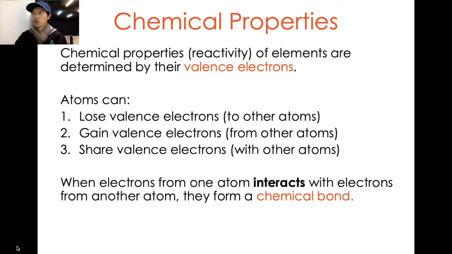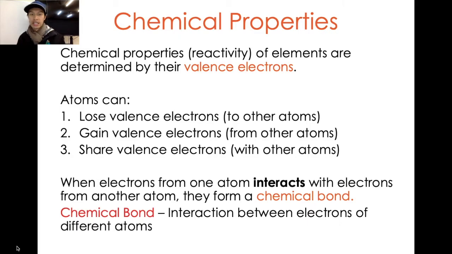Okay, and so when the electrons from one atom interact with the electrons from another atom, they form what we call a chemical bond, right? And so that's the definition of a chemical bond. A chemical bond is an interaction between electrons of different atoms. Okay, and depending on how the electrons interact, we have different types of bonding.